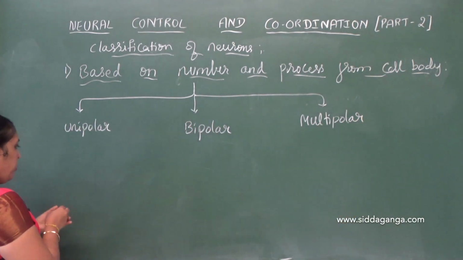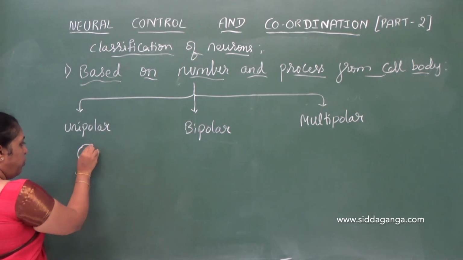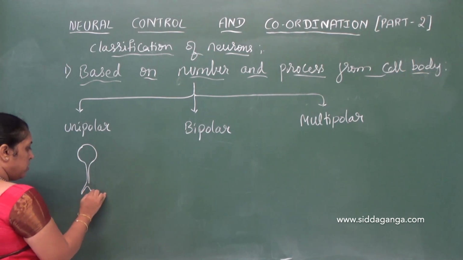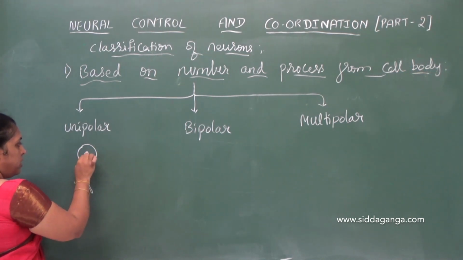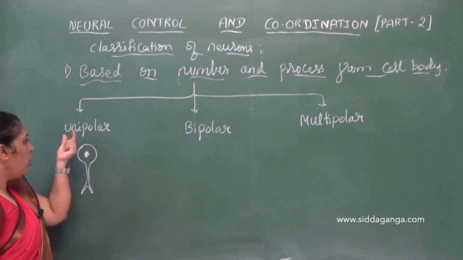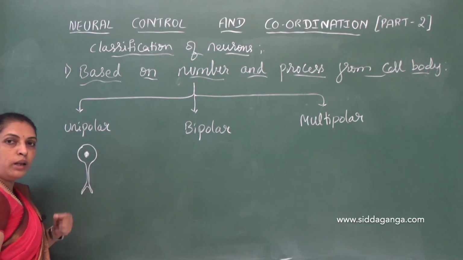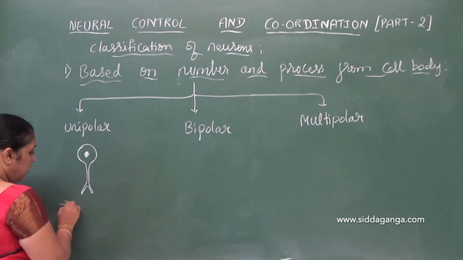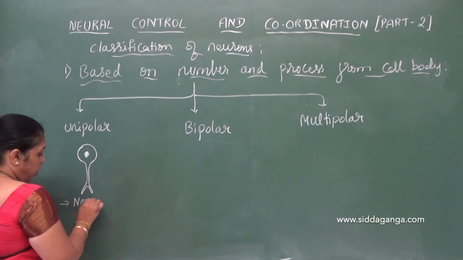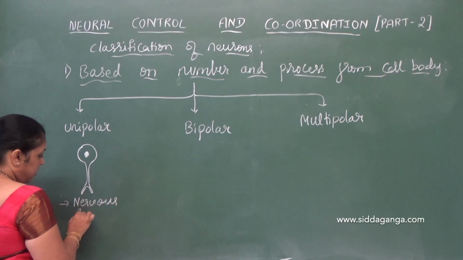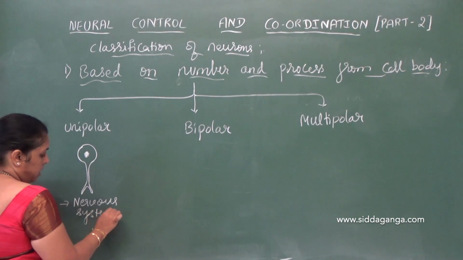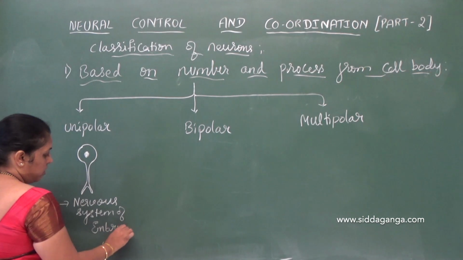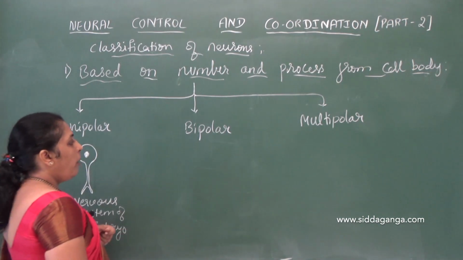Unipolar means it has only one process, that is the axon. Uni means single. One process will arise from the cell body. This type of neuron is seen in the nervous system of the developing embryo.